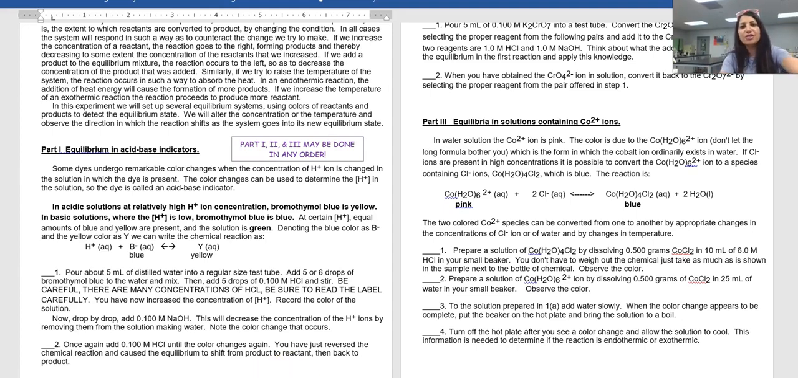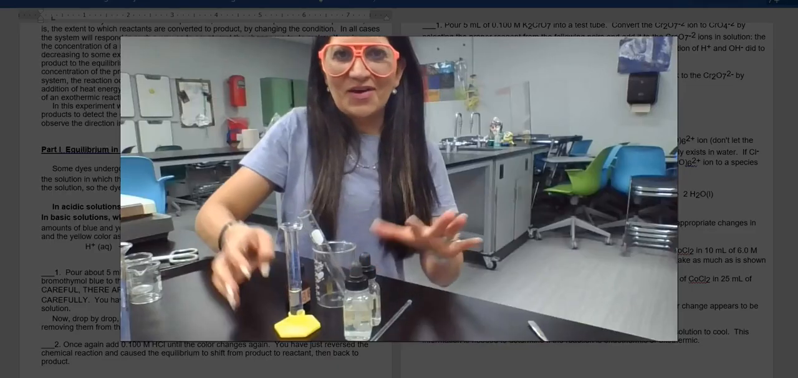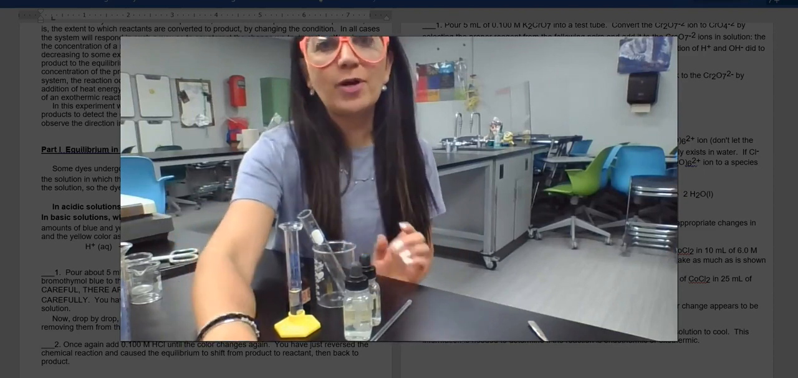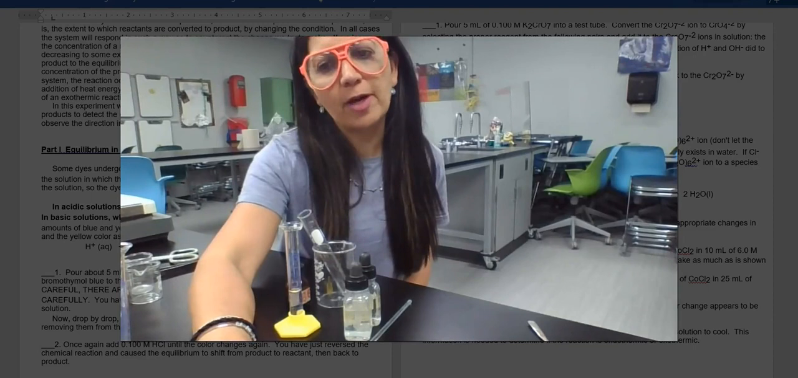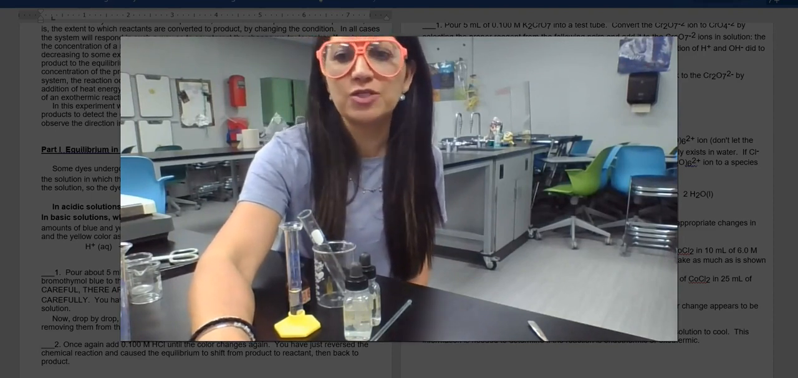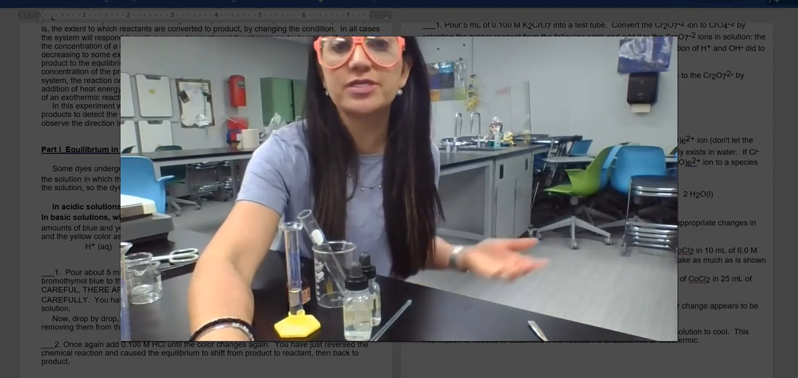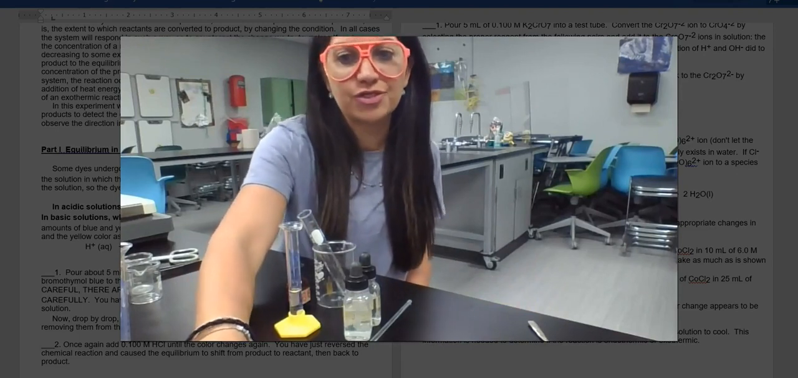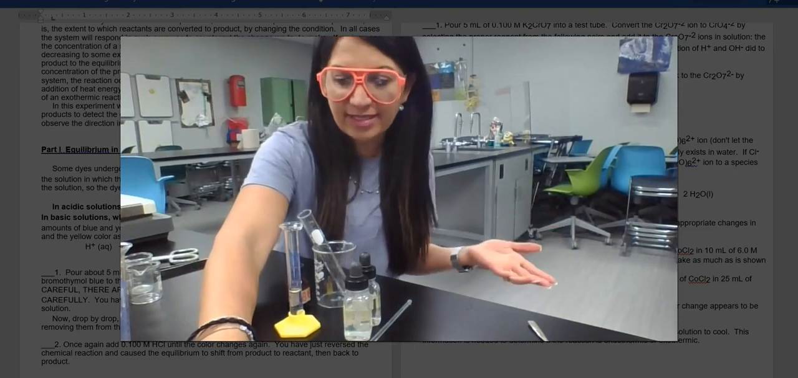Let me just show you what we have here. I have all of my equipment ready for part 1. Part 1 says some dyes undergo remarkable color changes when the concentration of H+ ion is changed in the solution in which the dye is present. The color changes can be used to determine the hydrogen ion concentration, so the dye is called an acid-base indicator.